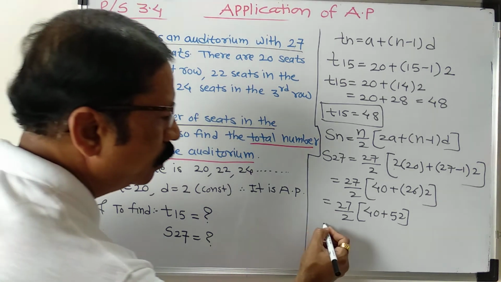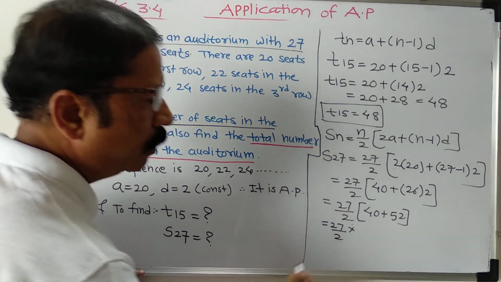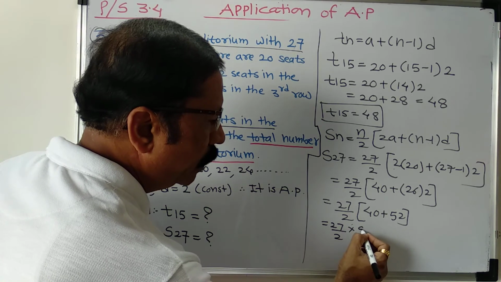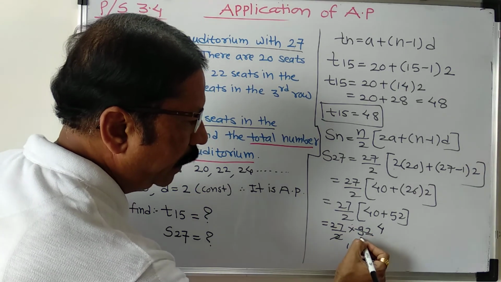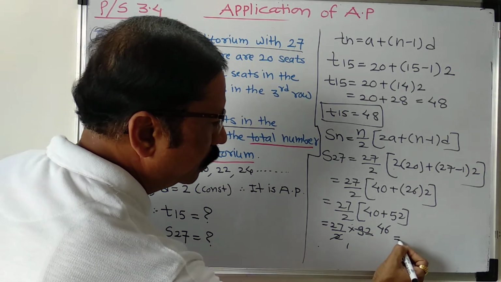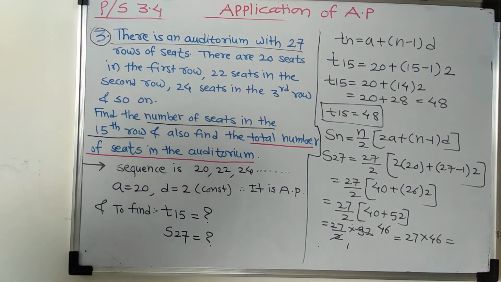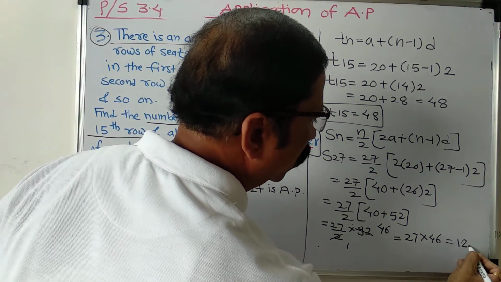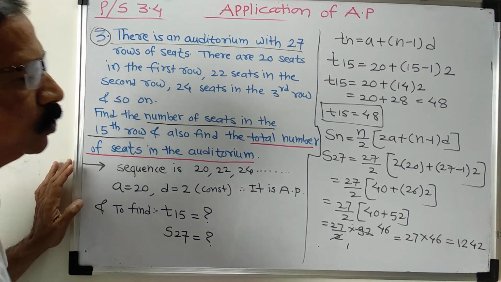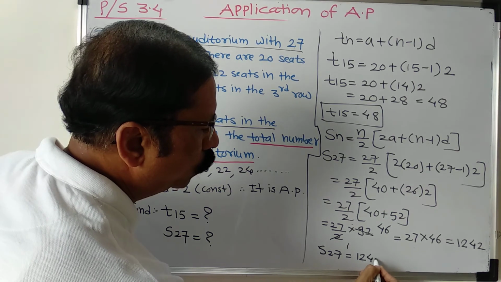Do that addition and simplify. 27 upon 2 into bracket, and this addition will be 92. Simplify: 2 ones are 2, 2 fours are 8, 2 sixes are 12, that is 27 into 46. Do that product. 27 into 46 gives you 1242. Means you got S27 is equal to 1242.